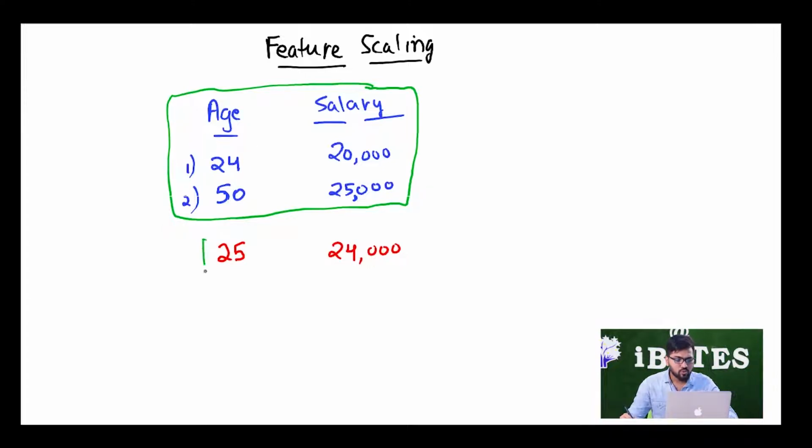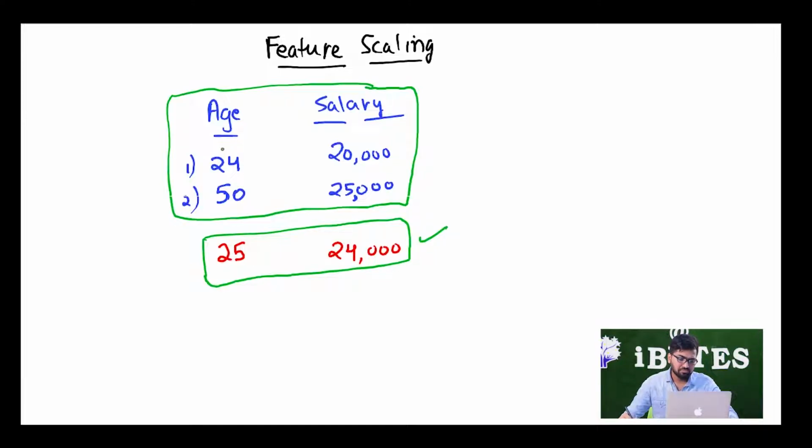Now a person comes to me with characteristics being age of 25 and salary being 24,000. Now what do you think? Is this person similar to person 1 or person 2? If I ask this question to my machine, it would simply try to do some calculations. So what are the calculations it will do?